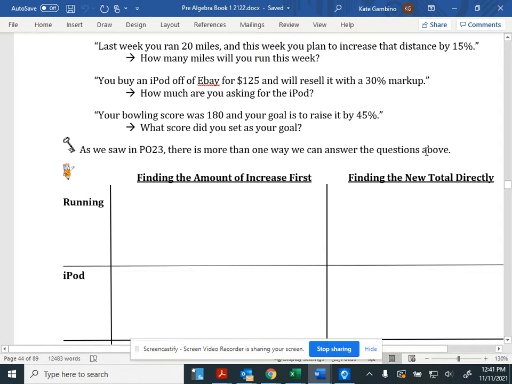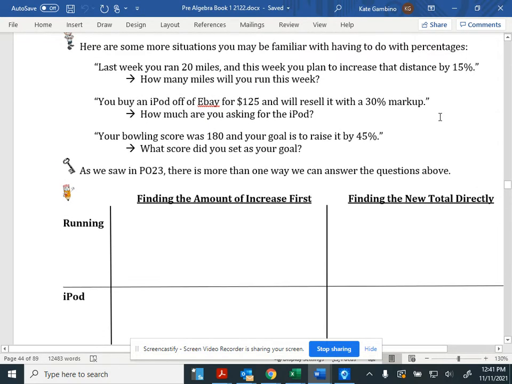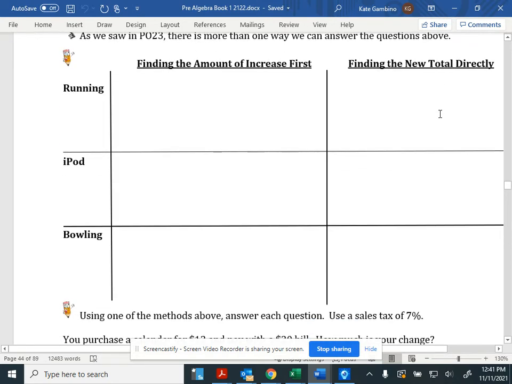I'm going to scroll it up carefully so it doesn't go crazy on me.